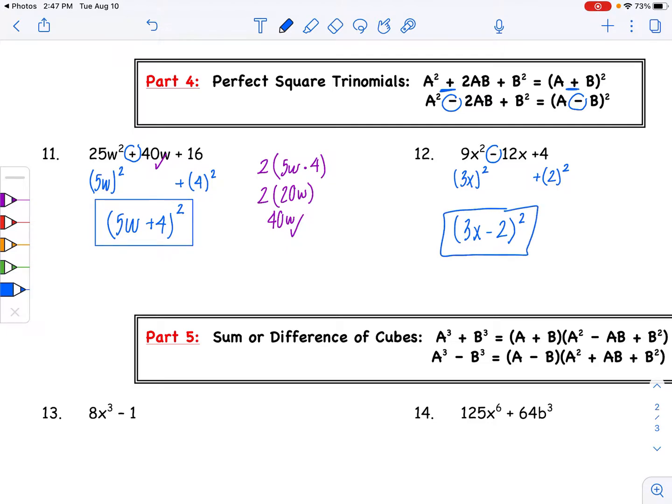Always double check that our negative 12x is what it should be. So it'll be 2ab. You got 2 times 6x. You get your 12x. And the negative sign matches from the formula. Check. Check.